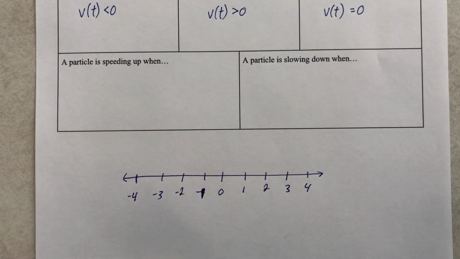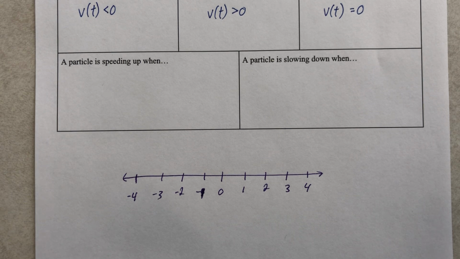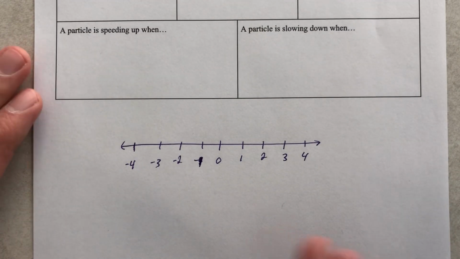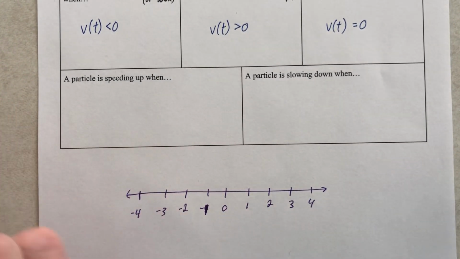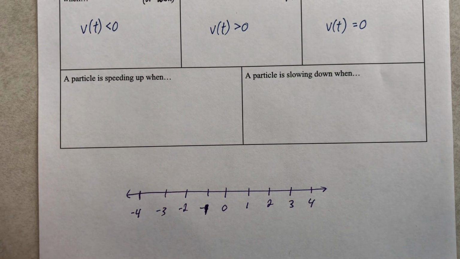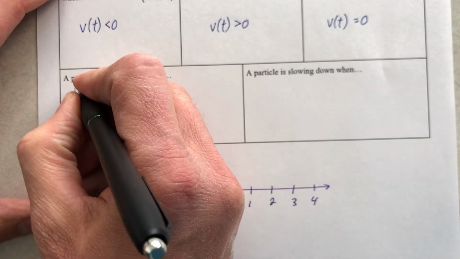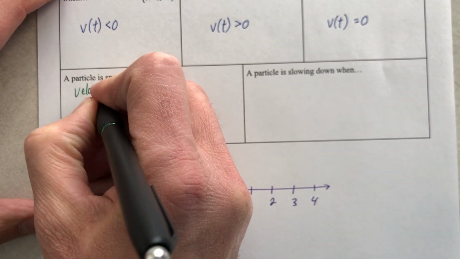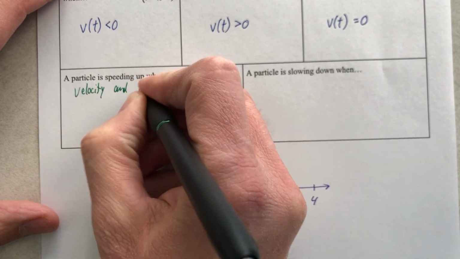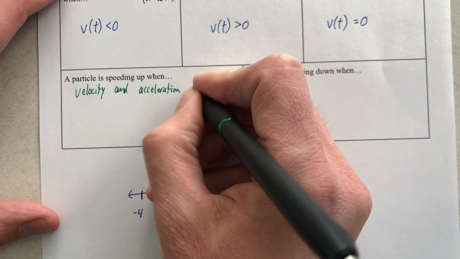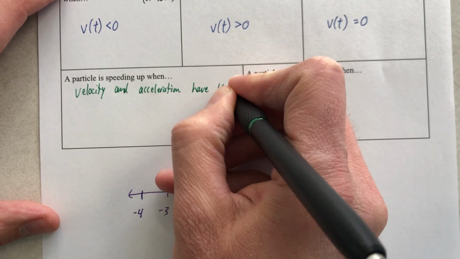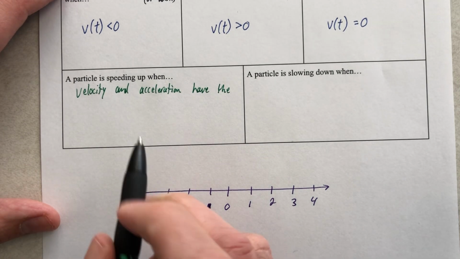As we talk about things that are speeding up or slowing down, we are going to be dealing with velocity and acceleration. Okay, so what I said about speed being different from velocity is kind of a different context than this, but let's transition to this. A particle is speeding up when, and this is a little tricky, velocity and acceleration have, here we go. Okay, particle speeding up.